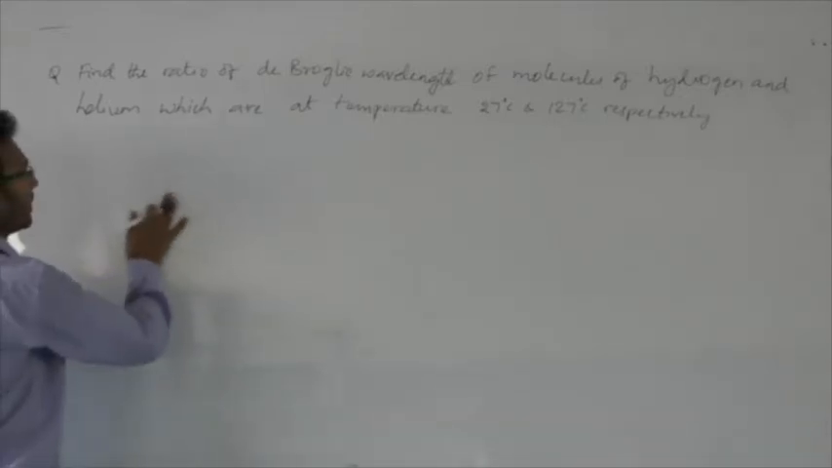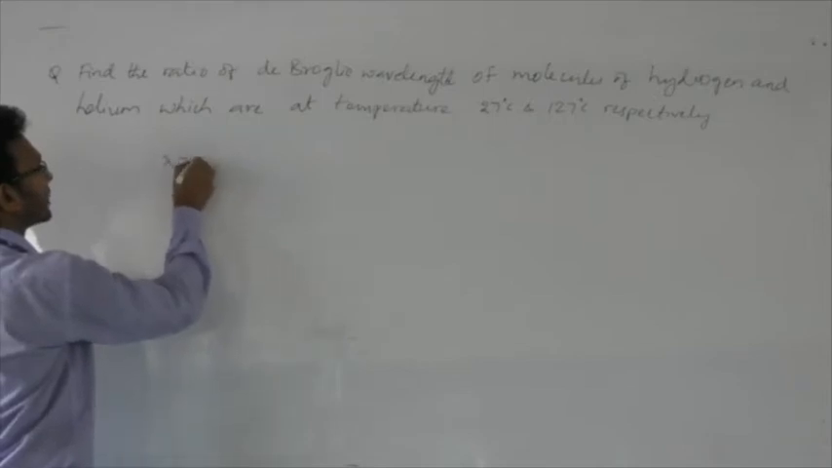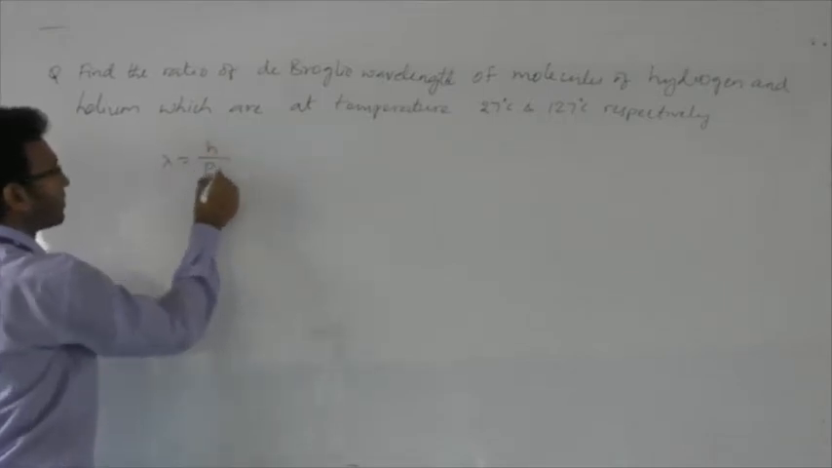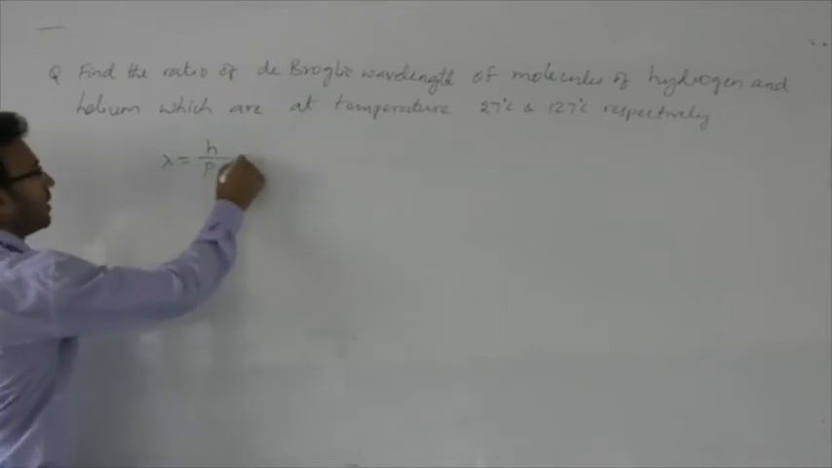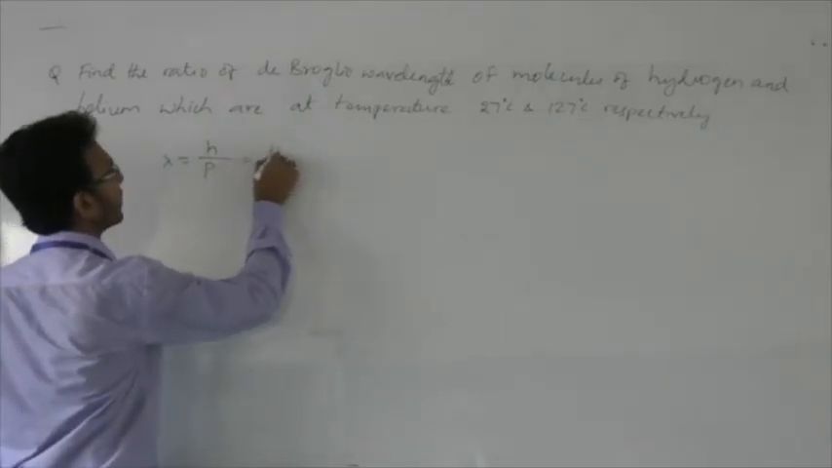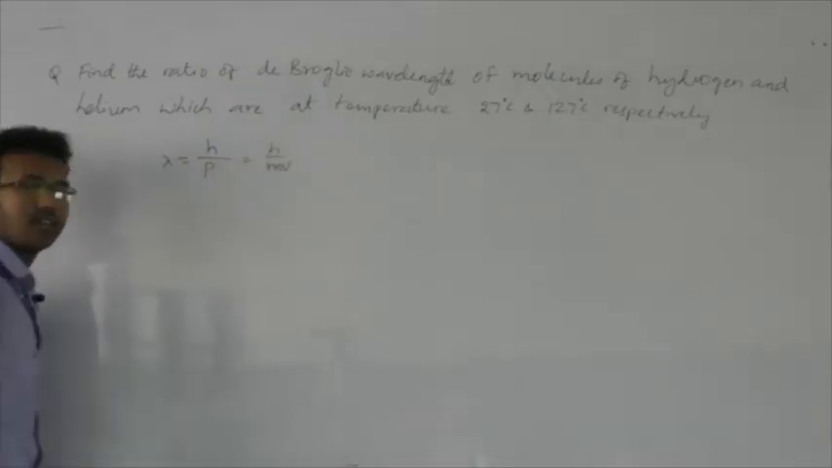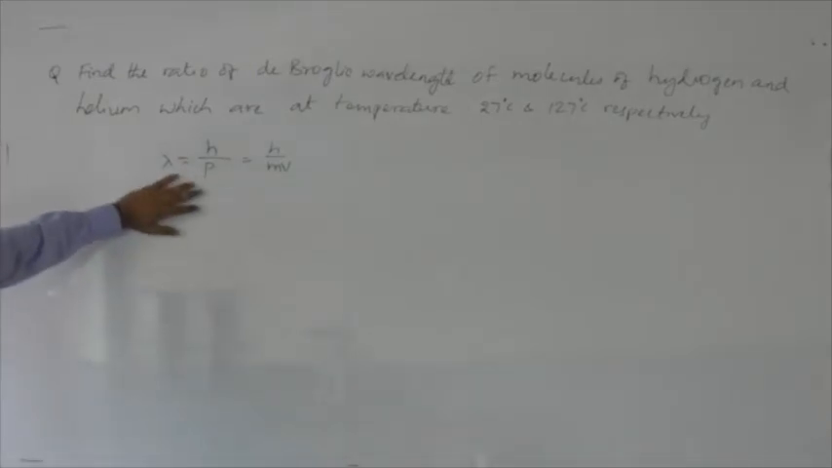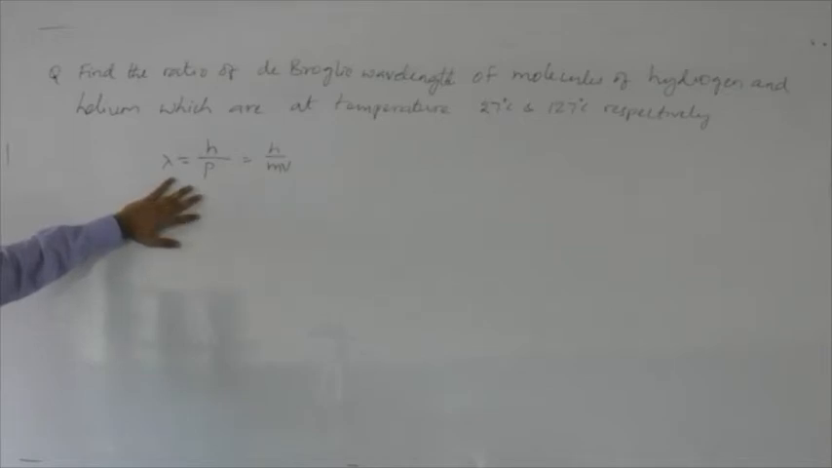Now before that, let me tell you, we know lambda is h by p, that is h by mv. Now the mass as well as the velocity, both are not given here. Then how to proceed, how to find the wavelength here? It is given only that the two molecules are at different temperatures. Hydrogen is at 27 degrees centigrade and helium is at 127 degrees centigrade.